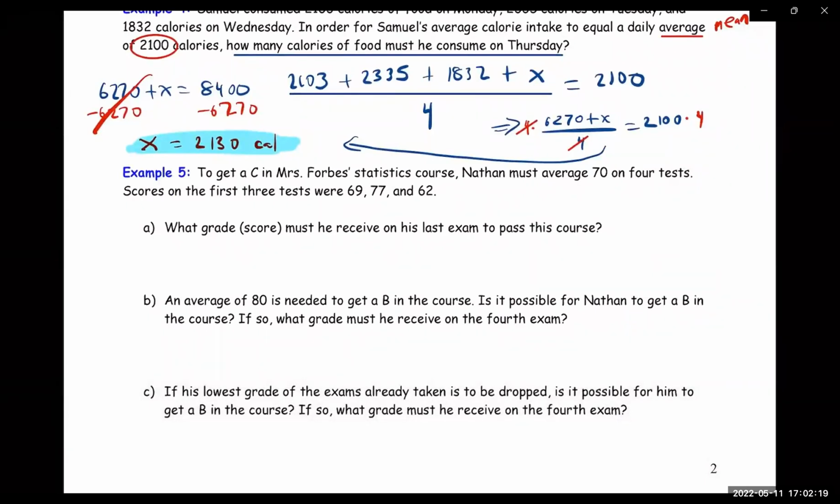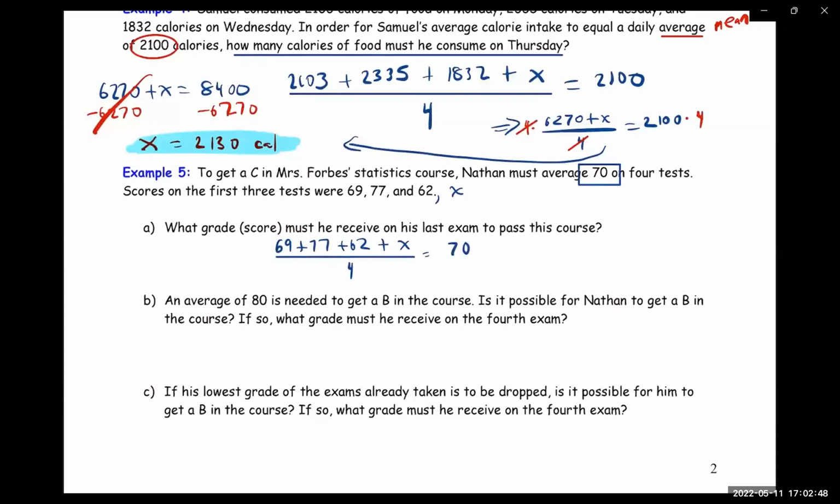All right, so we're looking for an average. So we need to do 69 plus 77 plus 62 plus the last score we don't know, we're going to call it X, divided by how many exams there are. There are 1, 2, 3, 4 exams. And he needs to get an average of 70 to pass the class. So that's what we want the average to equal.